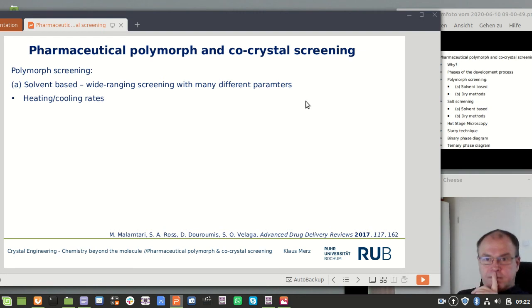First, look at the heating and cooling rates. You have your compound, for example, dissolved in ethanol. What happens if you heat your mixture very slowly until your product is dissolved? And what happens if you change the cooling rate of the solution? Very quickly, or a long time, and so on. Long time, I'm talking about days, not minutes. Days, sometimes weeks.